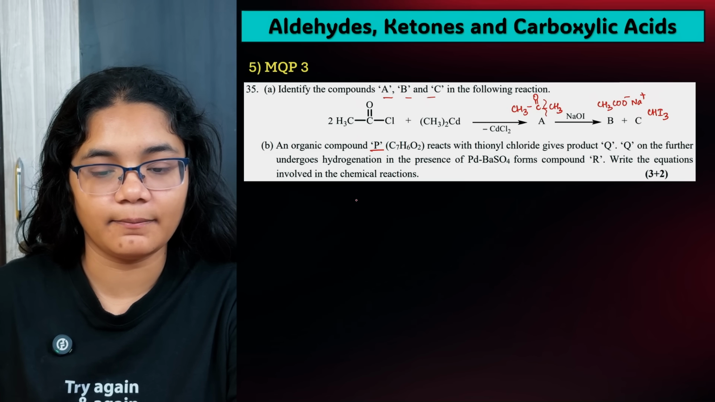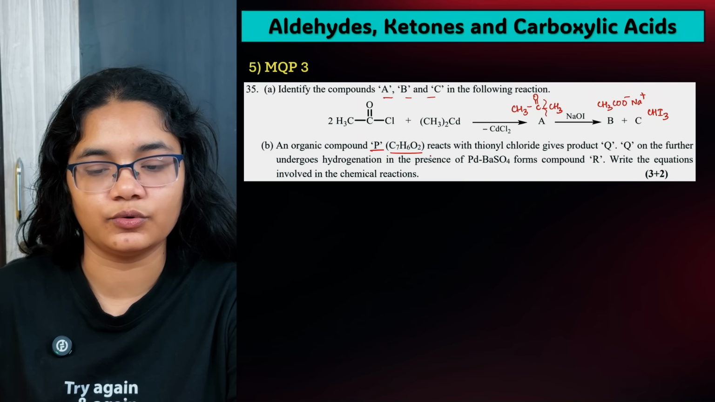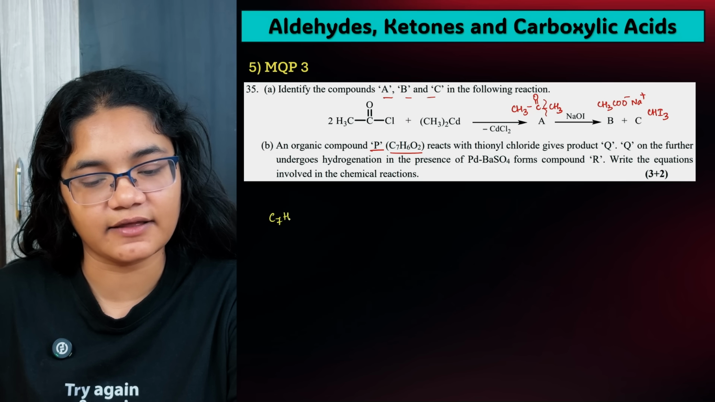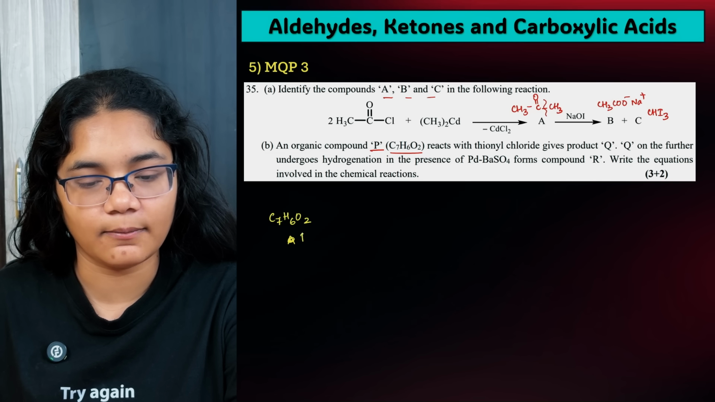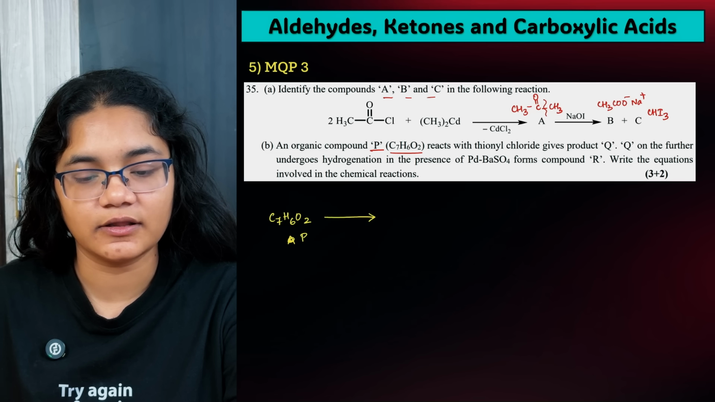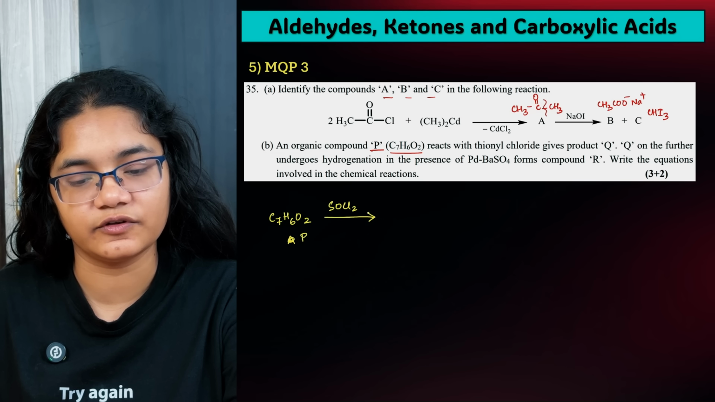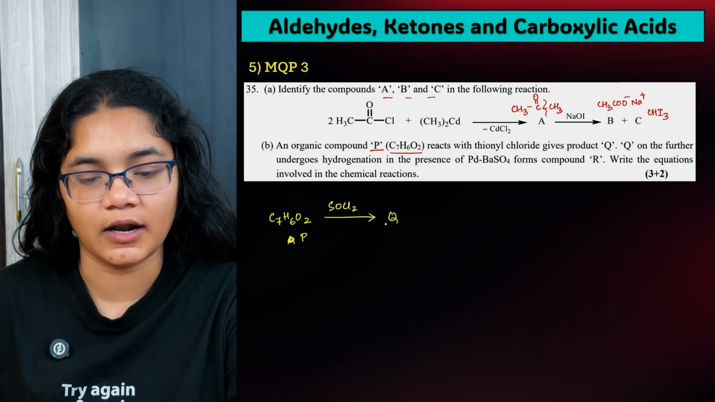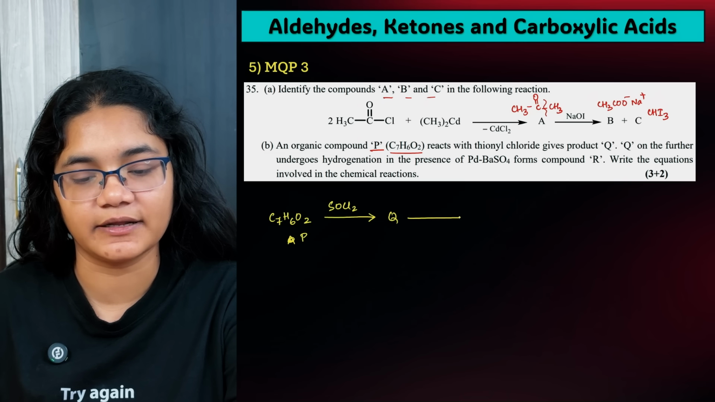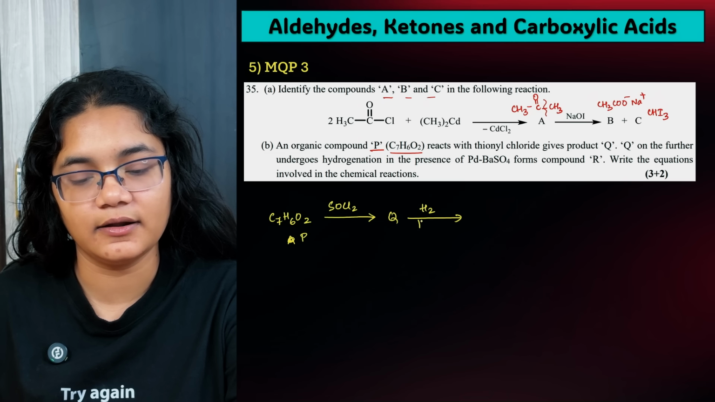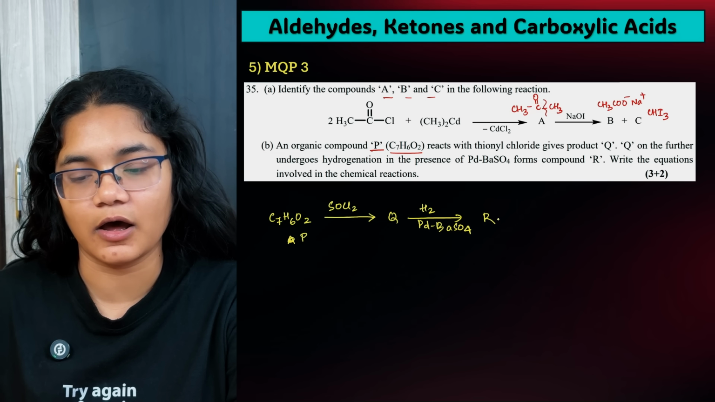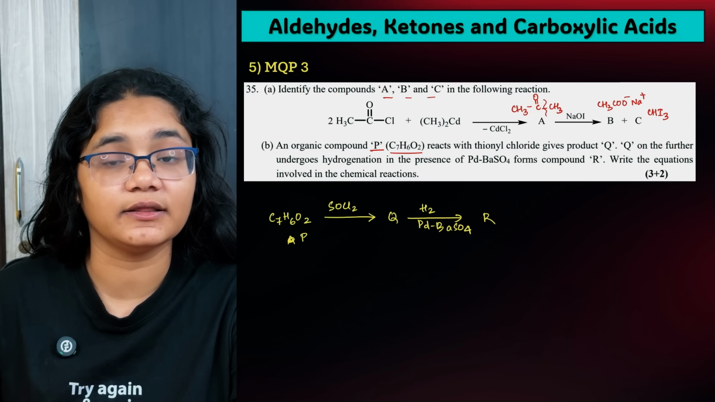Next is an organic compound P, which is C7H6O2. Sorry, an organic compound P reacts with thionyl chloride, SOCl2, to give a product Q. Now Q further undergoes hydrogenation in the presence of H2 and palladium barium sulfate to form a compound R. Now write the equations involved in the chemical reactions.